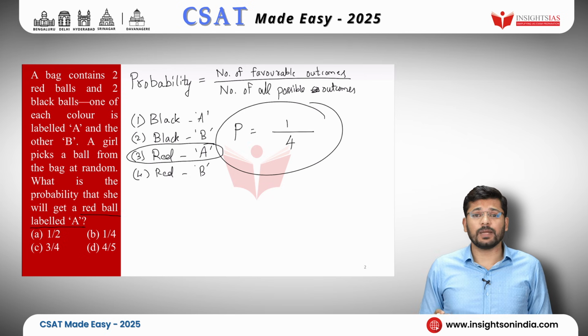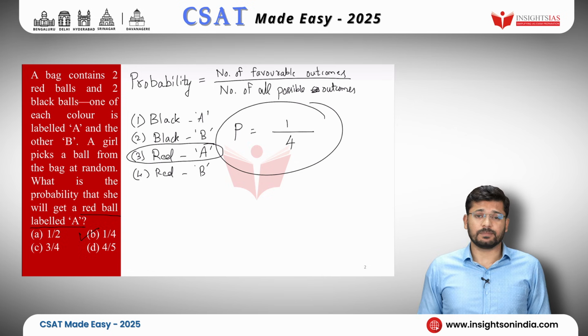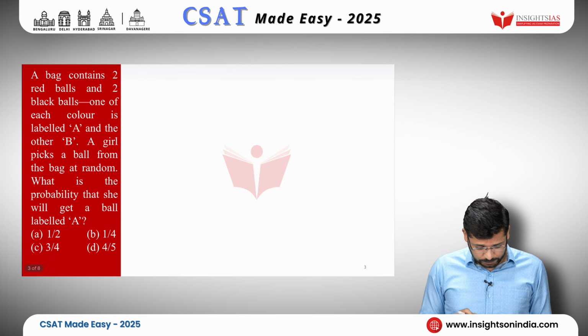So this is how we solve problems on probability. Your answer would be 1 by 4, option B. In this problem, we learned the basic concept of probability and the basic formula of probability. Let's go to the next question now.